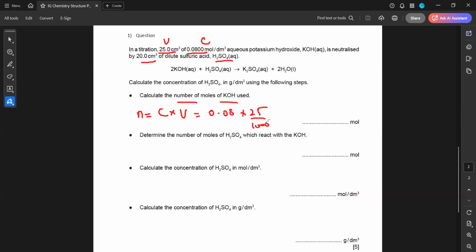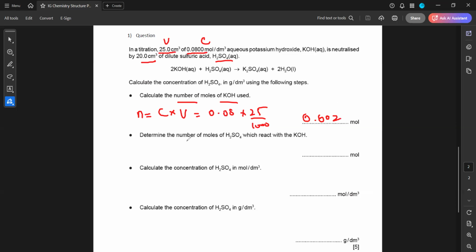If we want to convert the volume from cm cube to dm cube, what do we do? We divide by 1000. So we'll divide this by 1000, and that will convert the volume from centimeter cube to decimeter cube. So what's the answer? The answer is 0.002. These are the moles of KOH.